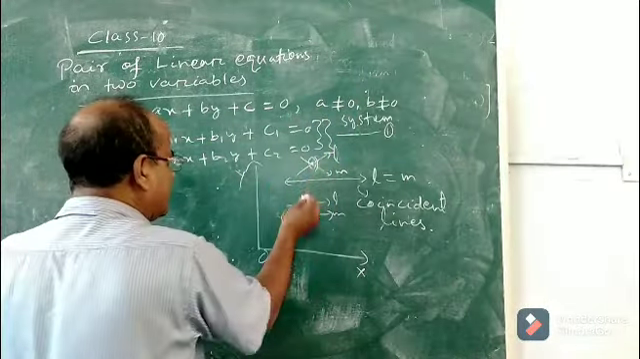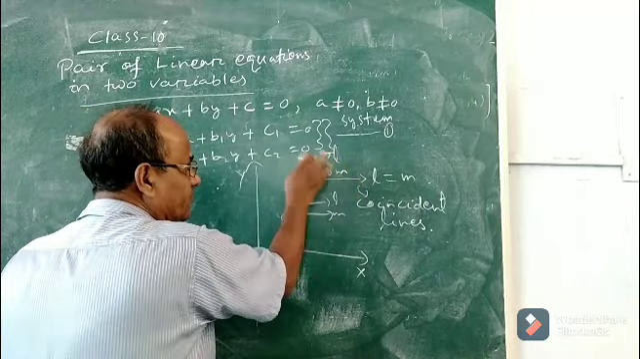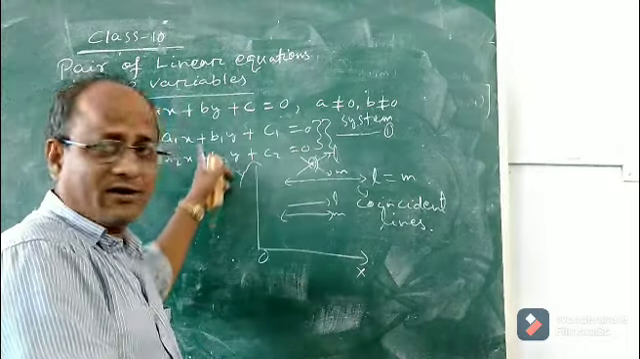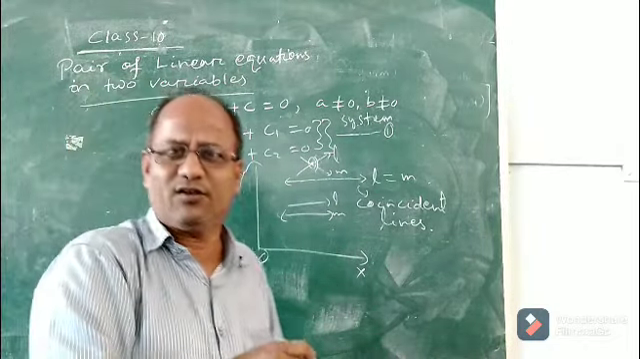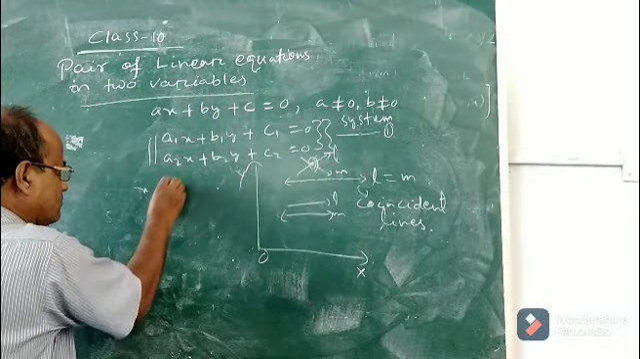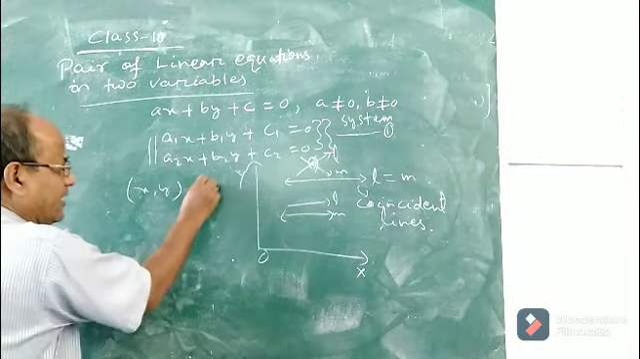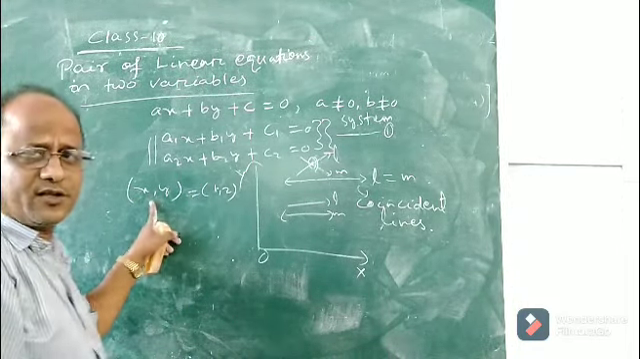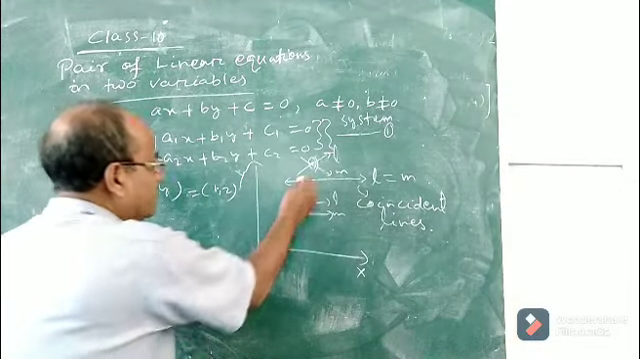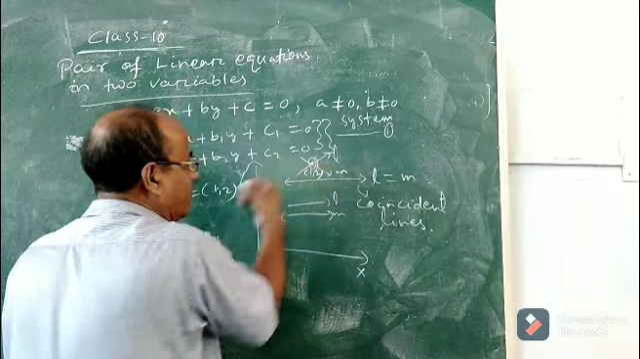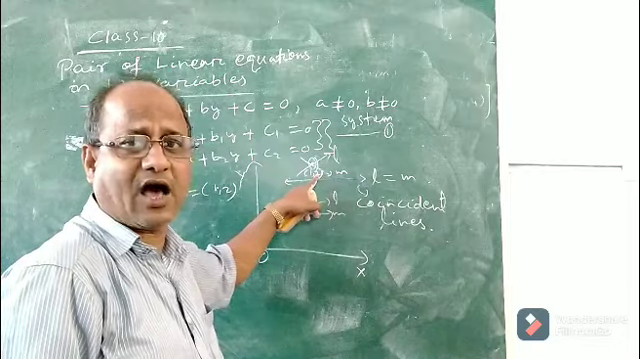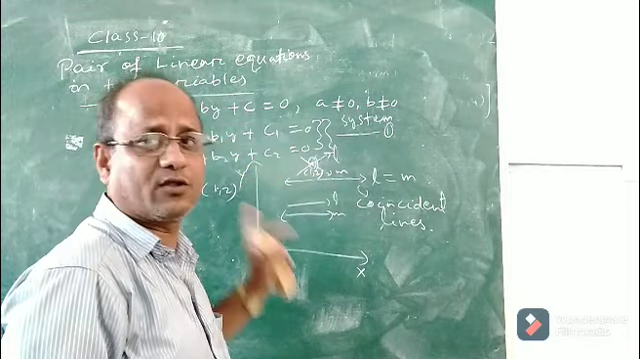You see, for intersecting lines, when L and M intersect, the conclusion will be that the pair or system has a unique solution. Unique solution means one and only one solution. That means only one ordered pair. Suppose (x, y) equals (1, 2). That means x is 1 and y is 2, so the coordinates of this point will be 1 and 2. So the point whose coordinates are 1 and 2 will satisfy both the equations.